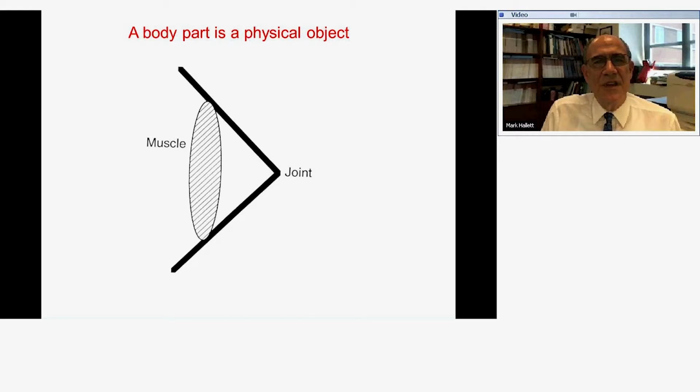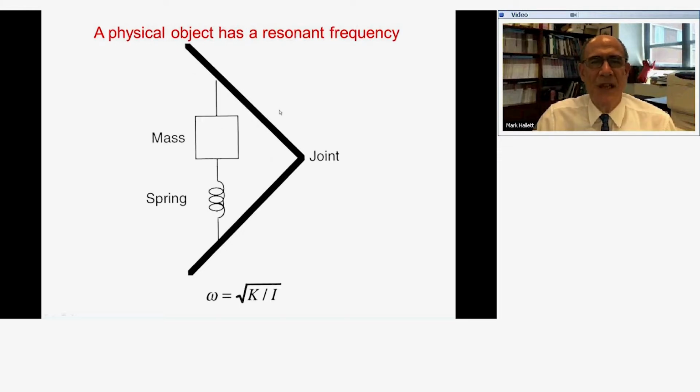So I'm going to give a little bit of theoretical background first for the types of physiological testing that we do. The first important point is that a body part is a physical object, and a muscle and a joint are a physical object just like any other. And every physical object has a resonant frequency. That is, if you give it energy, it will actually shake. One considers a physical object to have a mass and spring-like character, and if you hit or knock it, it will oscillate at the resonant frequency.